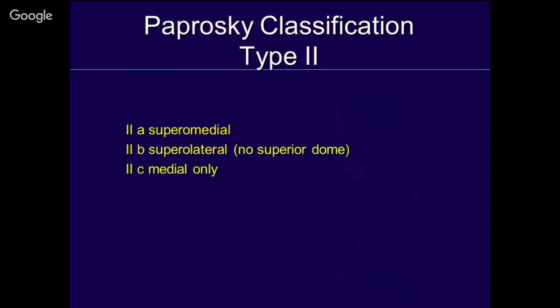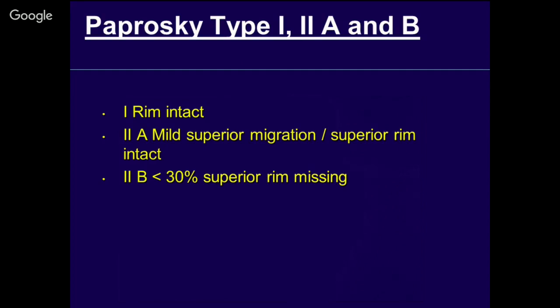So type 2A is a superior medial migration, type 2B is a superior lateral migration, and type 2C is only medial migration. So in type 1, type 2A and type 2B, we find the rim is intact. There is a mild superior migration, and less than 30% of the superior rim is missing.